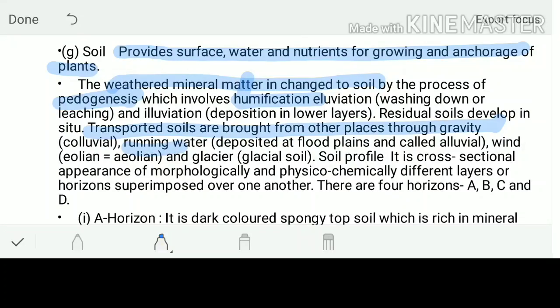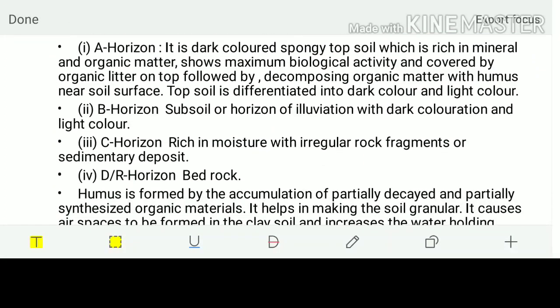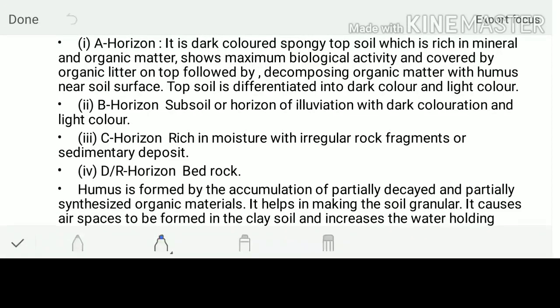Deal with the cases. There is a cross section as well, where the soil is basically divided into horizons, which are called the A, B, C and D horizons. So we are dealing with each of them one by one. First, the uppermost horizon is called the A horizon. It is dark colored, spongy topsoil, rich in minerals and organic matter. It shows maximum biological diversity as well, and it is covered by organic litter on the top. So basically, the humus is also present in the A horizon only.